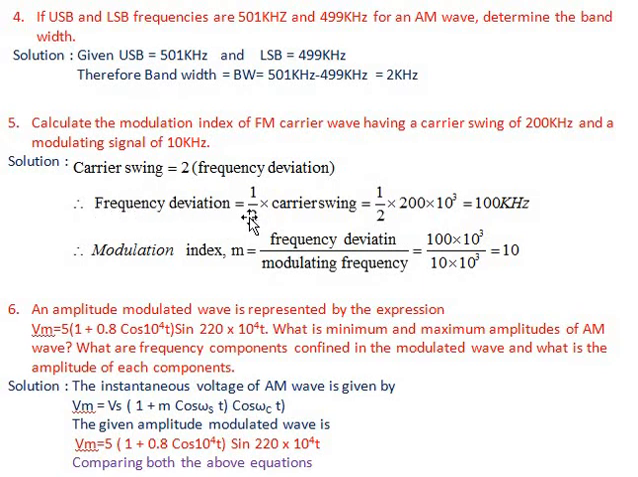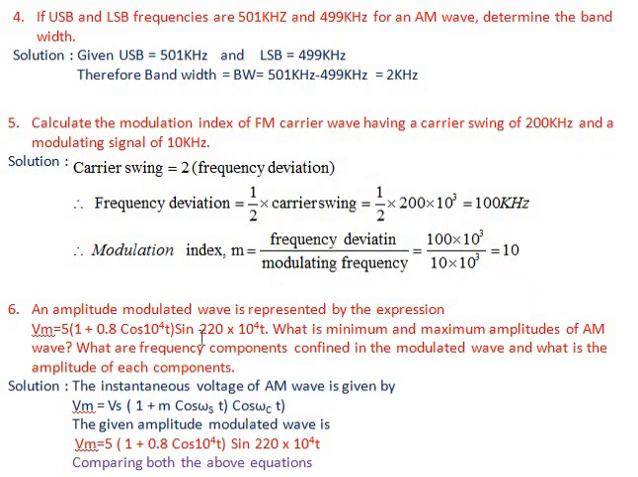Therefore frequency deviation is equal to 1 by 2 carrier swing. So this is equal to 1 by 2 into carrier swing, which is 200 kHz, that is equal to 100 kHz. Now modulation index m is equal to frequency deviation divided by modulating frequency. So frequency deviation we already found, it is 100 kHz, divided by modulating frequency, which is 10 kHz. So just find the answer, it is equal to 10, dear students.